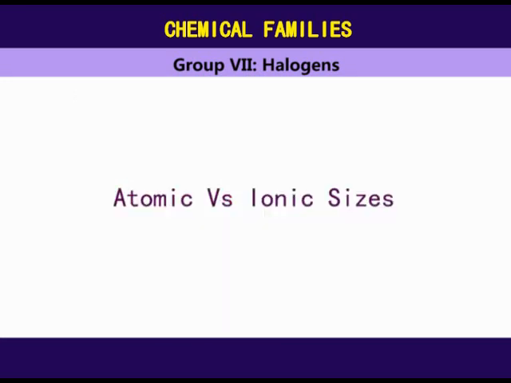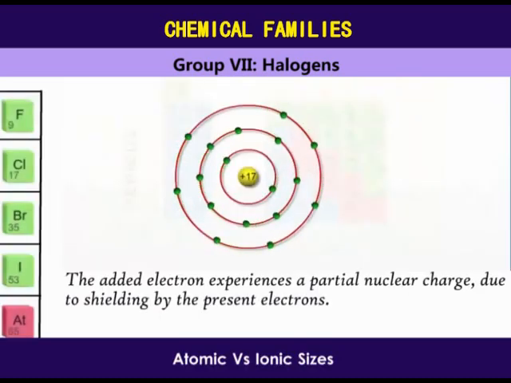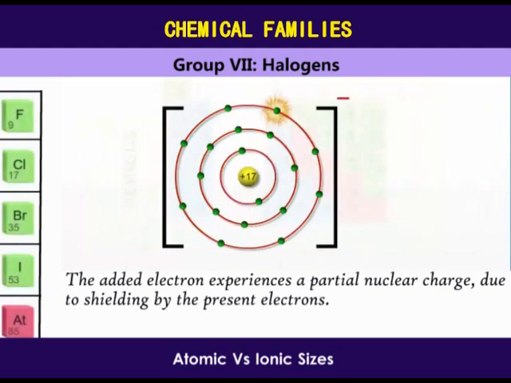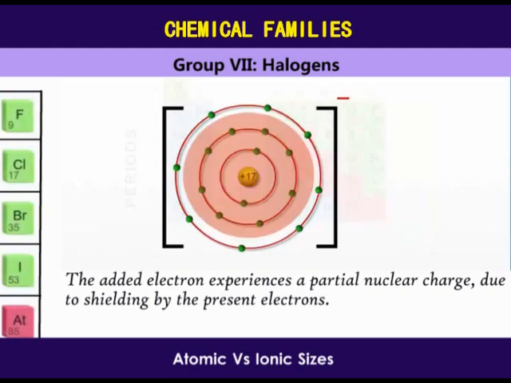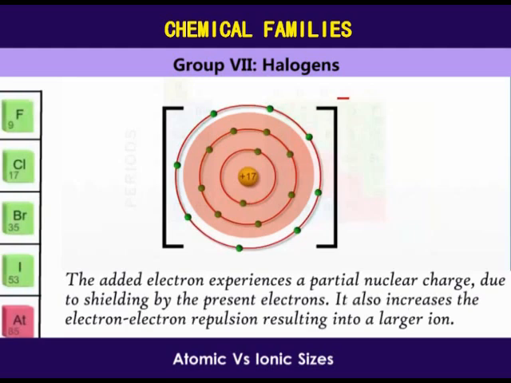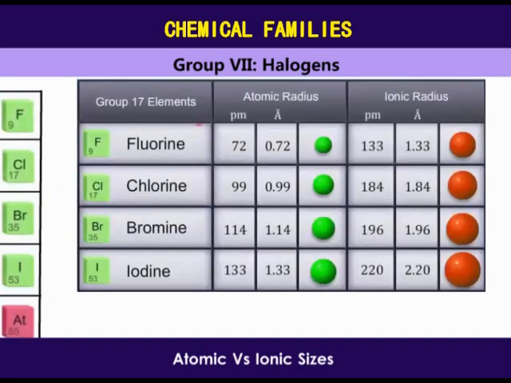Atomic and ionic size. When an electron is added to a neutral atom, it experiences a partial nuclear charge because it is shielded from the nucleus by the other electrons. The added electron also gives rise to increased electron-electron repulsion, and thus the resulting ion is larger than the original atom.